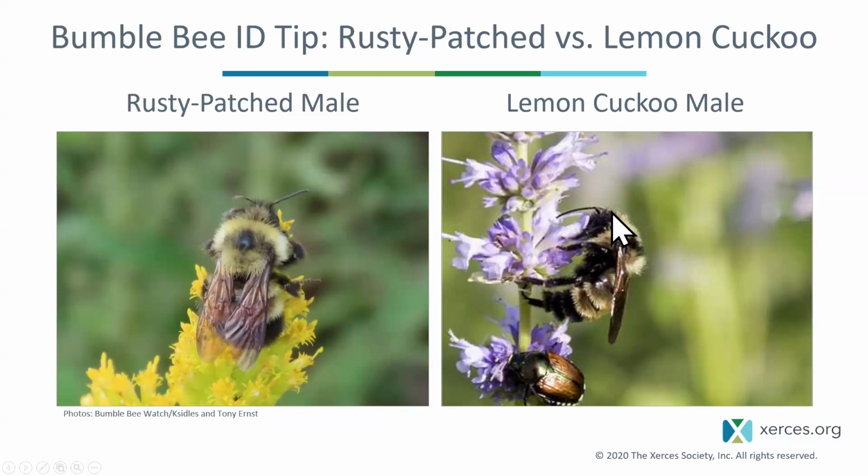So you want to be looking and checking, is the head really thick looking? Does it have sort of a curved appearance on the abdomen? And then for lemon cuckoo bumblebees, you're also going to be wanting to check where those yellow hairs extend to. Do you see yellow hairs on T3 or not?